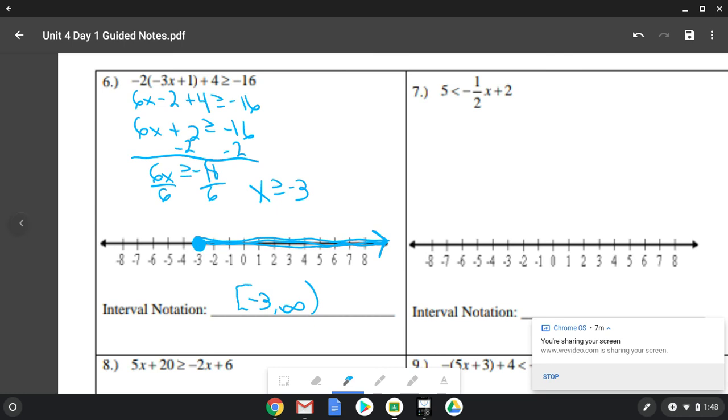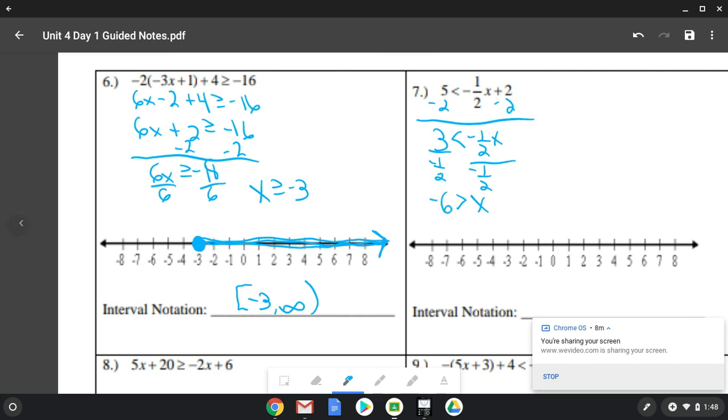This next one, you'd subtract 2 over. You'd get 3. We can divide both sides by negative half. And when you divide by negative half, you got to flip that sign because you divided by a negative. 3 divided by negative half in your calculator, I believe, is negative 6.